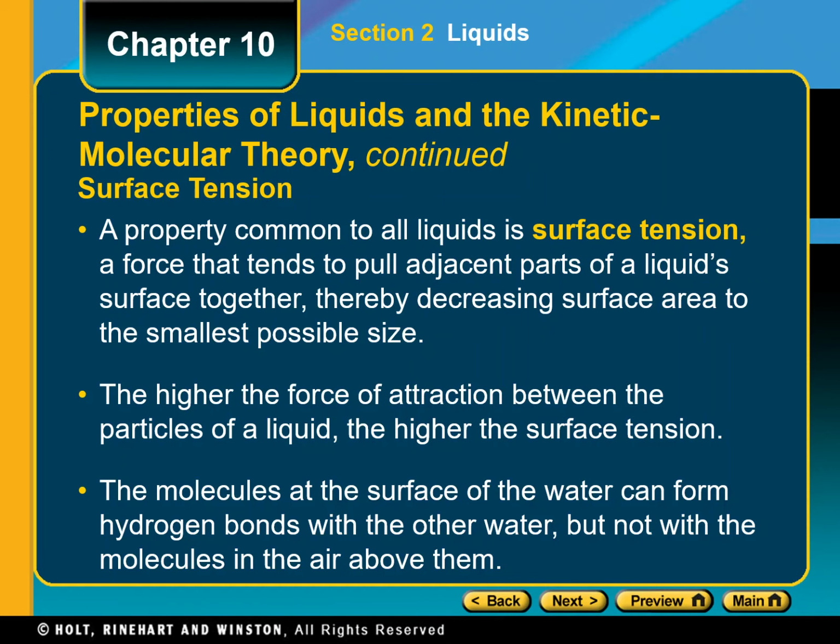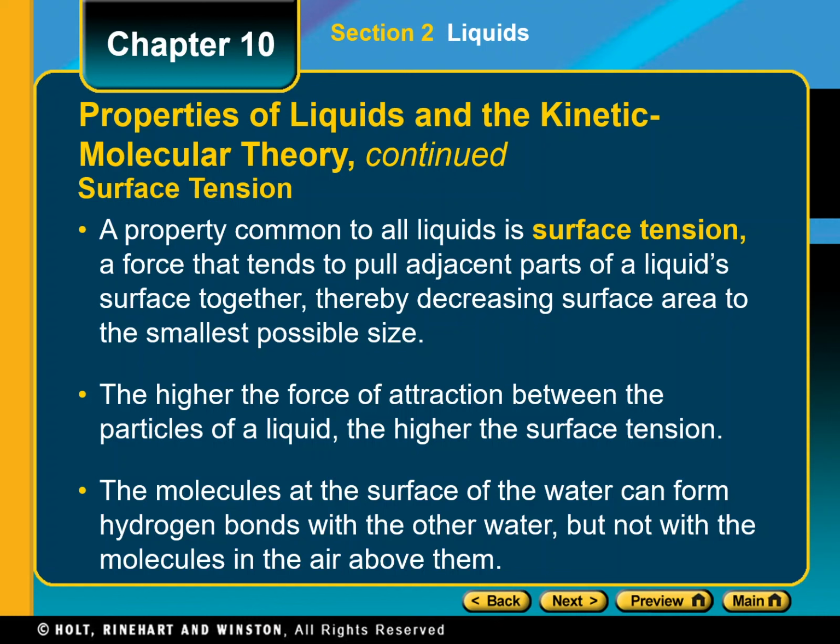Surface tension. A property common to all liquids is surface tension, which is a force that tends to pull adjacent parts of a liquid's surface together, thereby decreasing surface area to the smallest possible size. Surface tension results from the attractive forces between particles of a liquid. The higher the force of attraction, the higher the surface tension. Water has a higher surface tension than most liquids. This is due in part to the hydrogen bonds water molecules can form with each other.